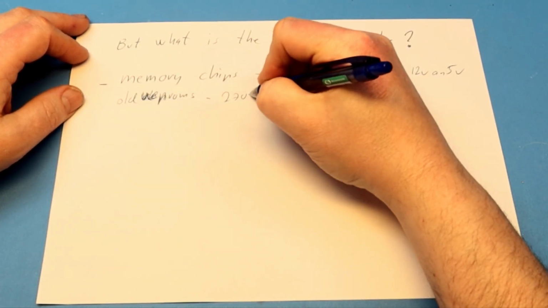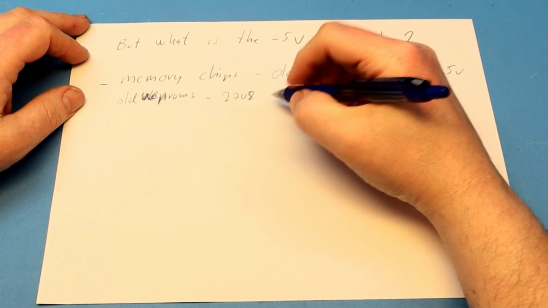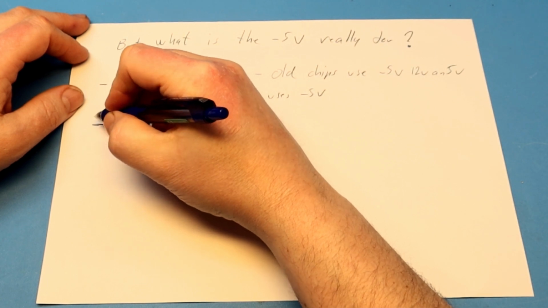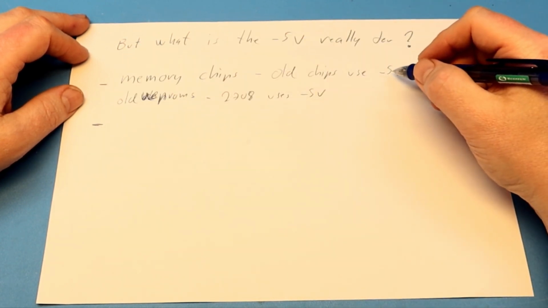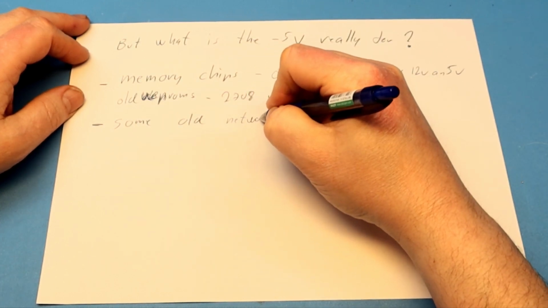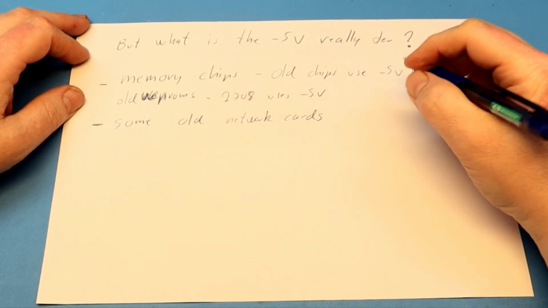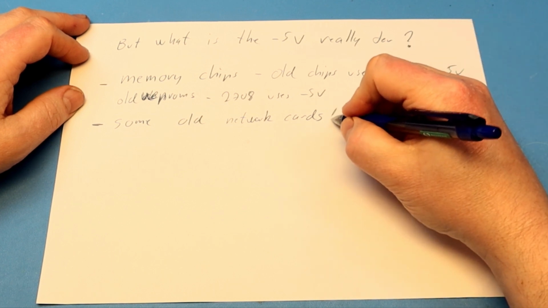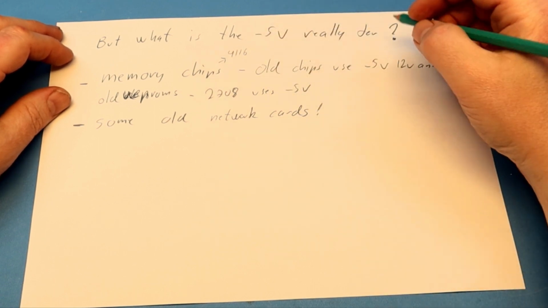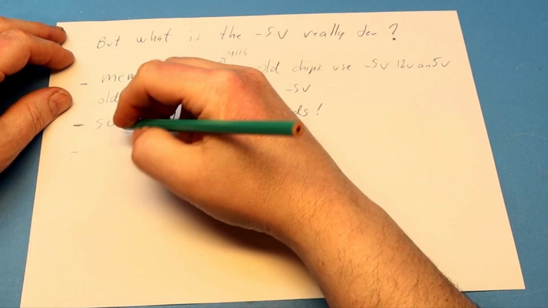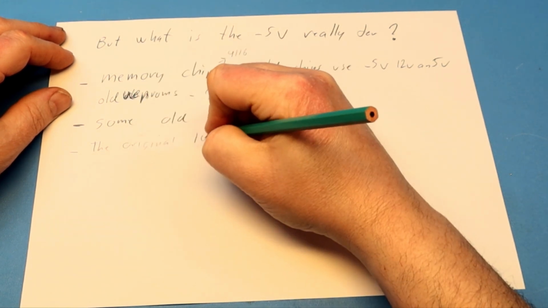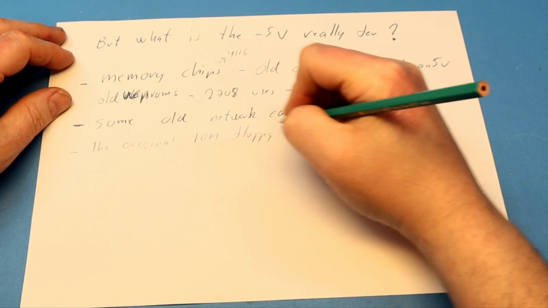And you also had the EEPROMs, the 2708, which was a common chip back in the day. It used the minus 5 volt. What really happened was that they made this bias internal to the memory chip via a charge pump circuit. Some old network cards also used the minus 5 volt. Probably there were some modems and other stuff in the delta between audio and communication devices.